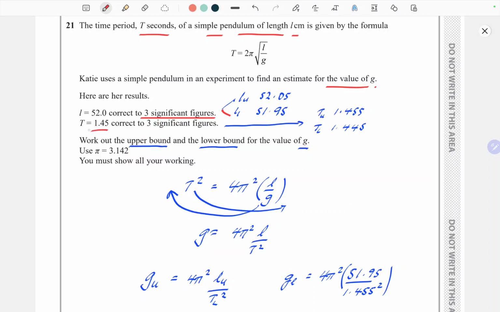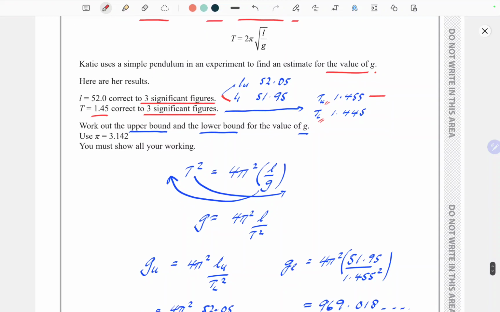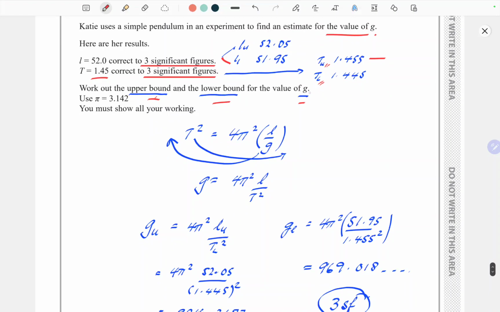Similarly, the time period T is 1.45 correct to 3 SF. And that therefore could have been 1.455 as the upper value, down to 1.445 as the lower value. It says to work out the upper bound and the lower bound of g. The first thing to do is you need to get g on its own.